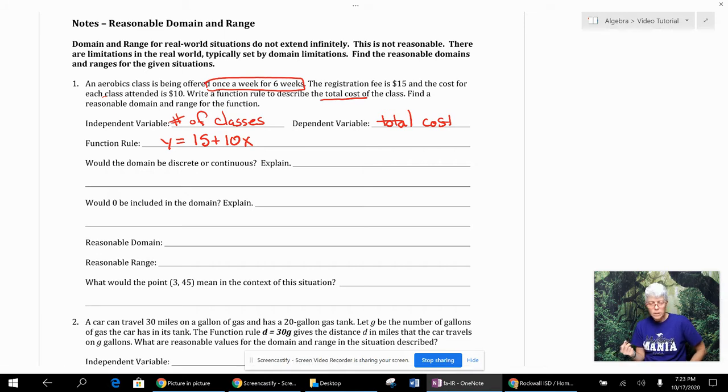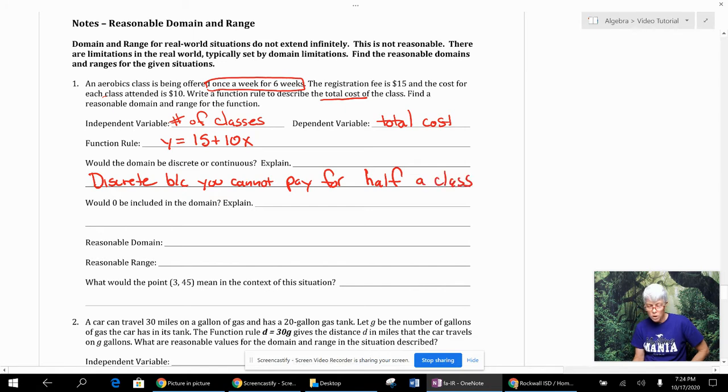All right, discrete or continuous? It would definitely be discrete. I know if I ran an aerobics class, I would not let you pay for half of a class. Discrete because you cannot pay for half a class. You pay for all of it or none of it.